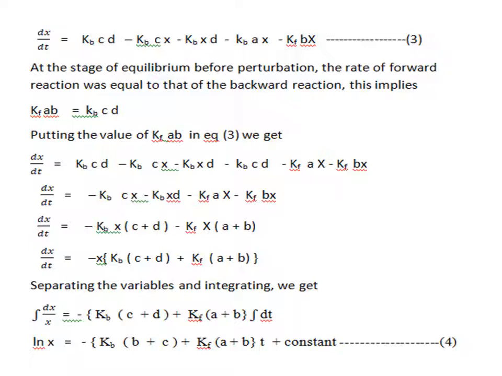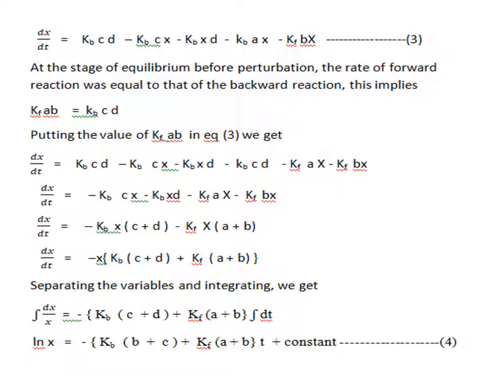Now in the equation, the Kb x or Kf x terms are common, so they can be taken out. You can write dx over dt equal to minus Kb x into C plus D minus Kf x into A plus B. In both terms x is common, we will take it out: minus x into Kb into C plus D plus Kf into A plus B.